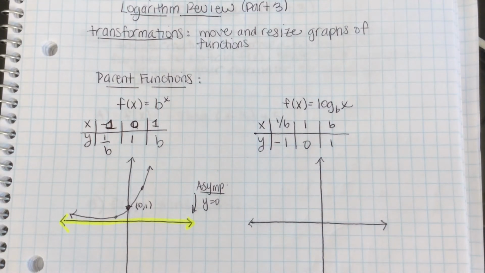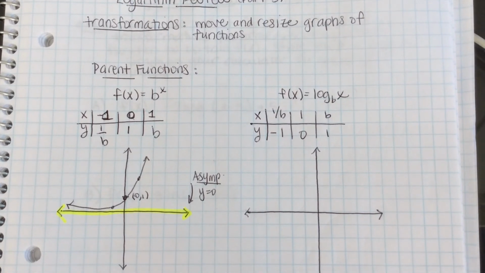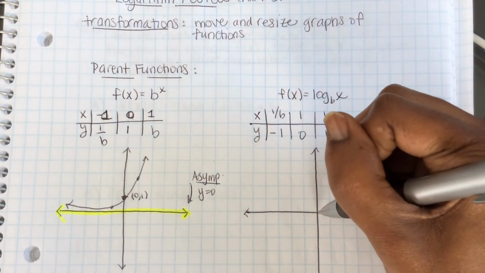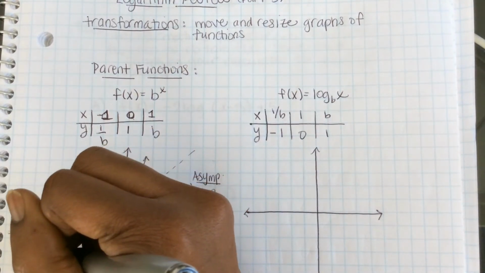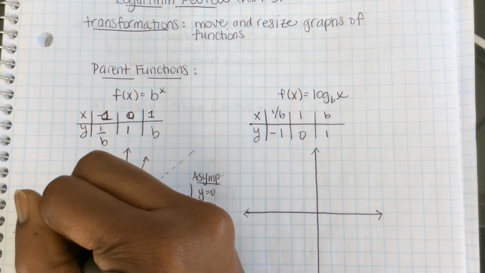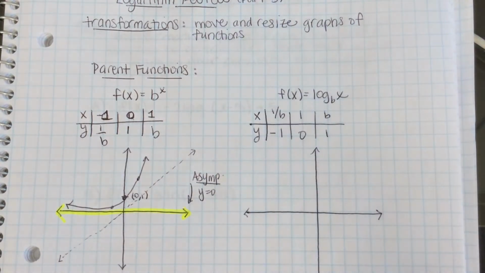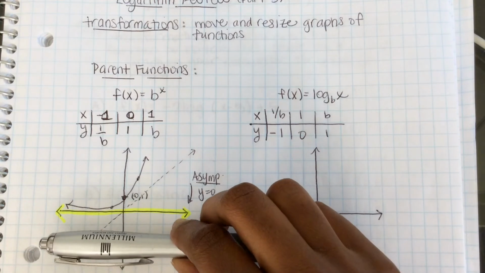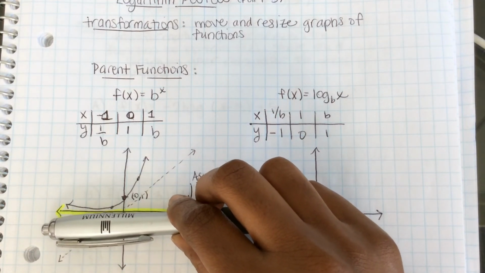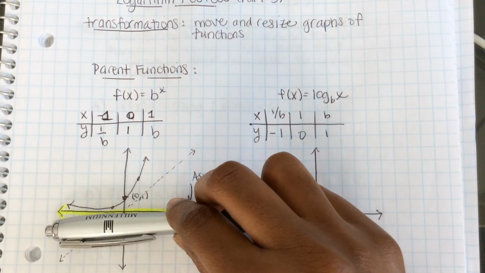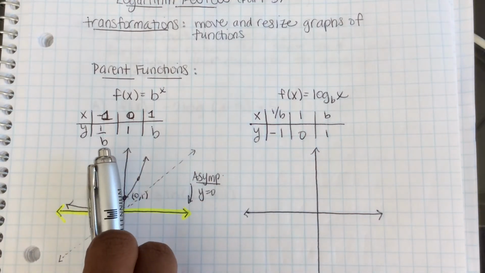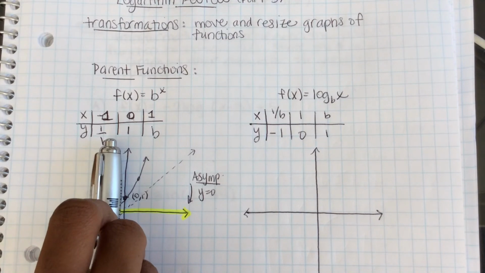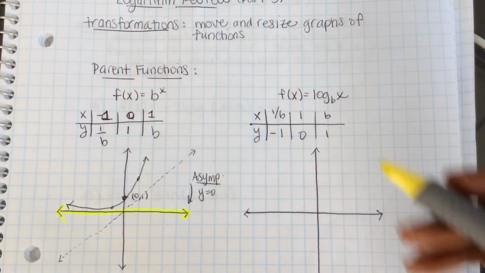So remember that our inverses are just a reflection over this line, y equals x. So the new graph I come up with should be a reflection over that line. So my asymptote here was y equals 0. So if I do the inverse of that, now my asymptote is going to be this line, x equals 0.